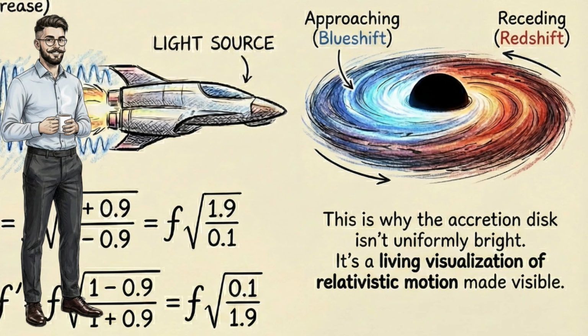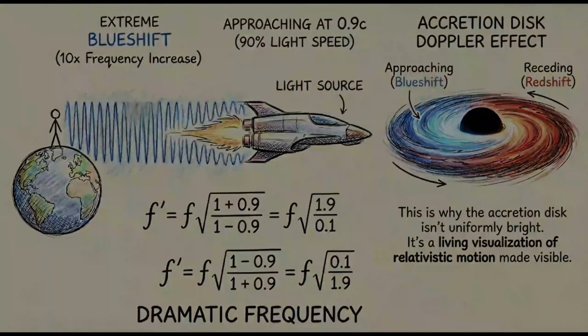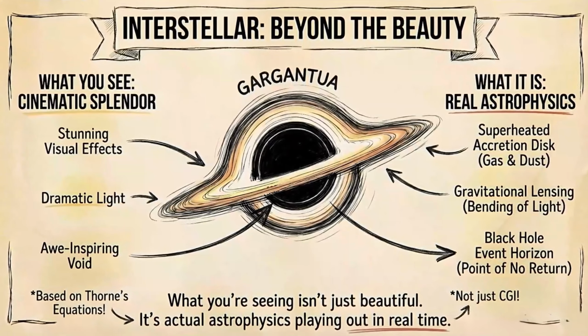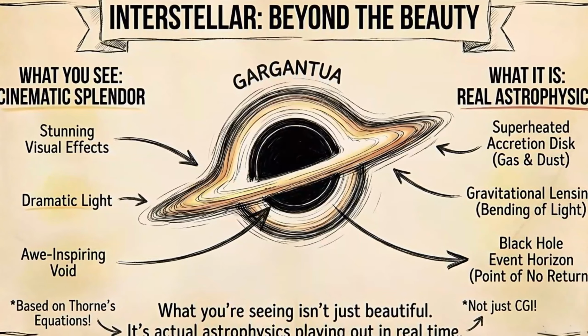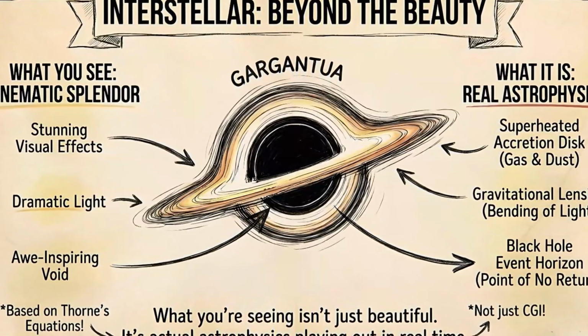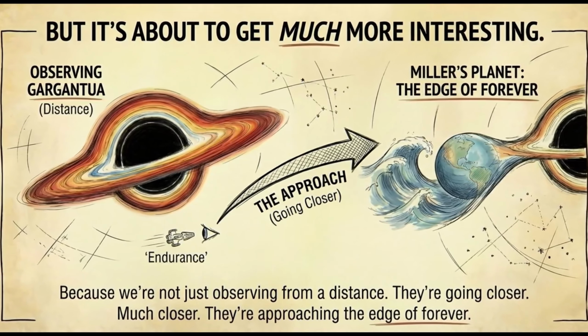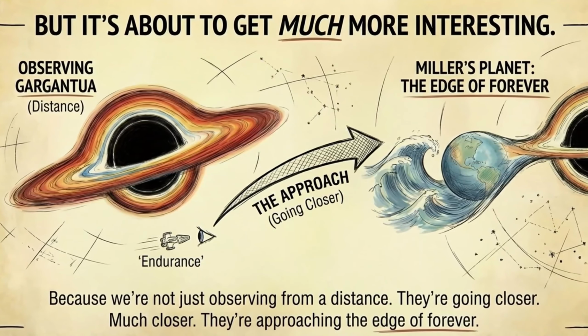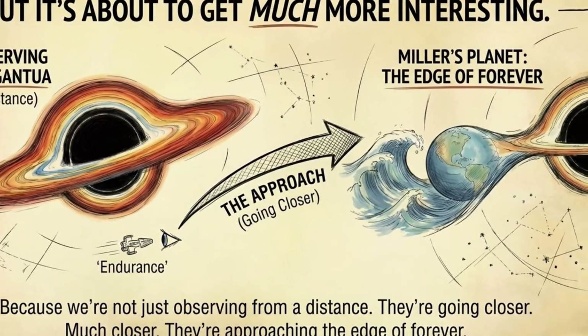This is why the accretion disk isn't uniformly bright. It's a living visualization of relativistic motion made visible. What you're seeing isn't just beautiful, it's actual astrophysics playing out in real time. But it's about to get much more interesting. Because we're not just observing from a distance. They're approaching the edge of forever, much closer.